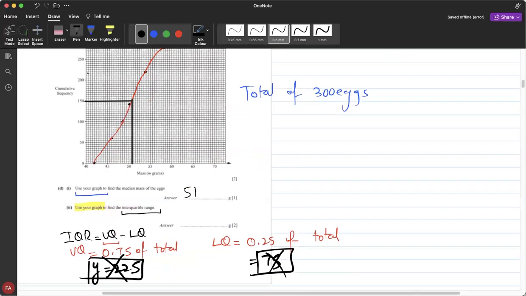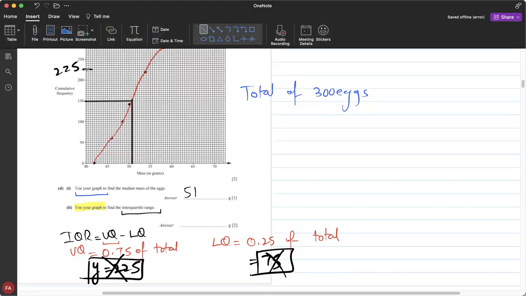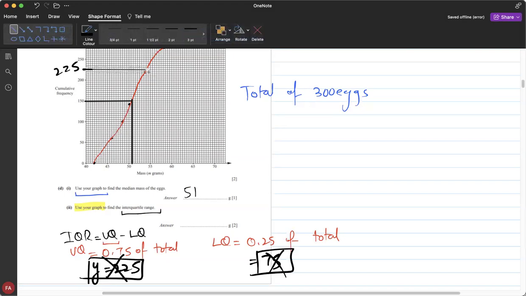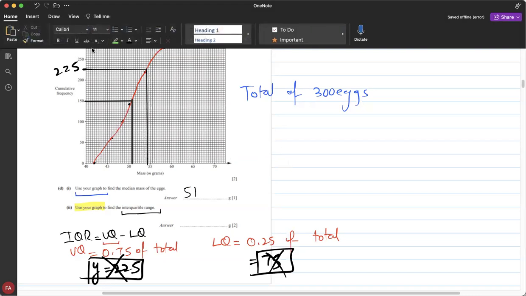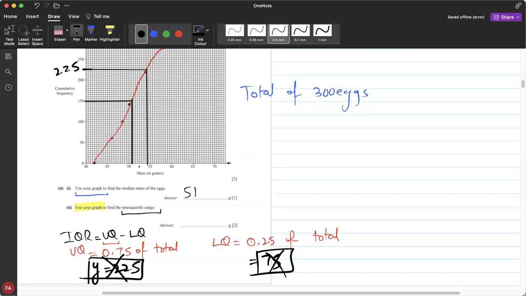So in this case, I know 225 is going to be over here. And from this point, I will draw a straight line that intersects this graph. Again, it should be a dotted line. So this comes out to be 54. So now this is something I'll write down. I'll say that my upper quartile is going to be 54. Can I erase this? Yes.